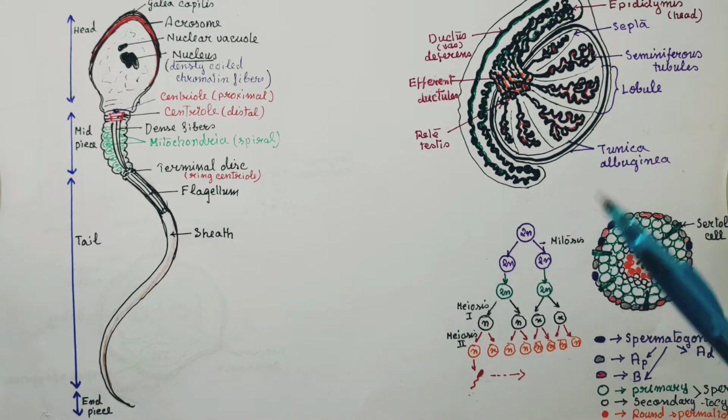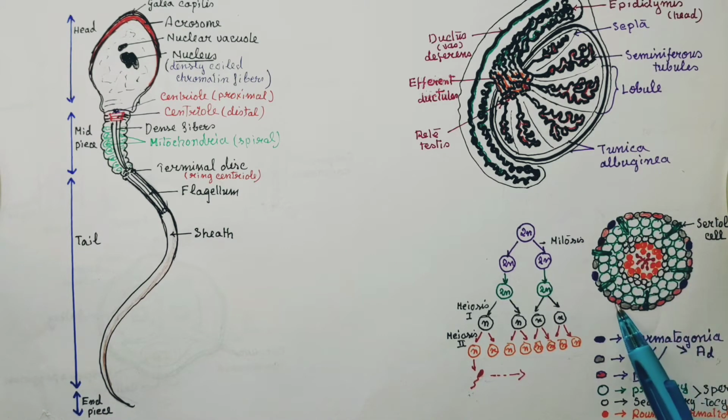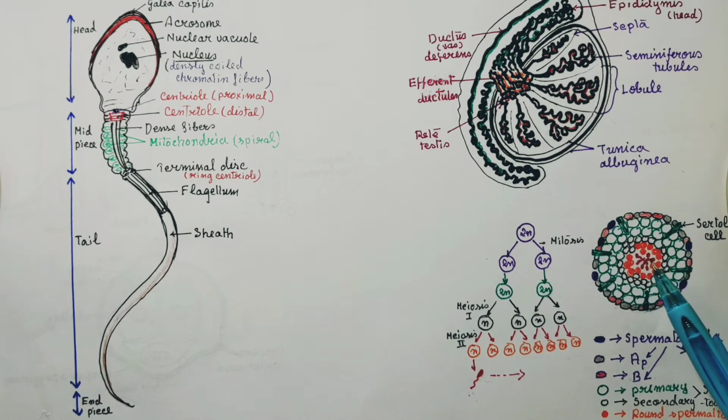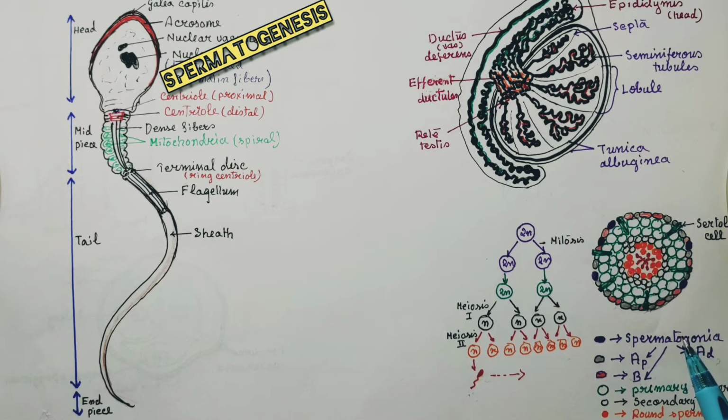If you take the cross section of a seminiferous tubule, this is the diagram. The outer layer is the basal lamina. After this is the layer of spermatogonia. Then come the layers of spermatocytes, spermatids and spermatozoa. Spermatozoa are in the lumen, that is at the center. The process of conversion of spermatogonia to spermatozoa is known as spermatogenesis. This process we are going to discuss in detail.